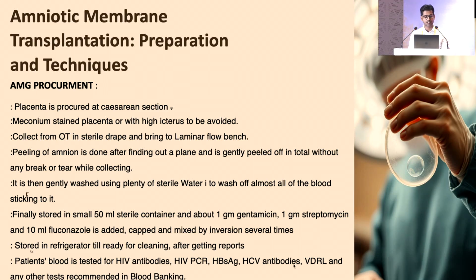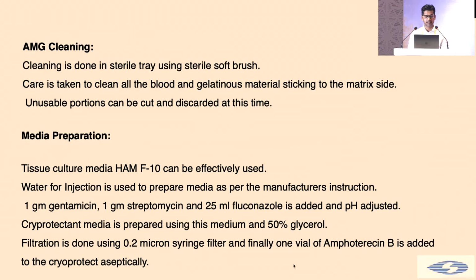The peeling of the onion is done after finding a plane, and it is then gently washed using plenty of sterile water. It's finally stored in a 50 ml sterile container containing about 1 gram gentamicin, 1 gram streptomycin, and 10 ml of fluconazole. It's capped and mixed by inversion several times. It's stored in a refrigerator till ready for cleaning and after getting the viral markers clear. The cleaning is done in a sterile tray using a soft brush, and care is taken to clean all the blood and gelatinous material sticking to the matrix side.